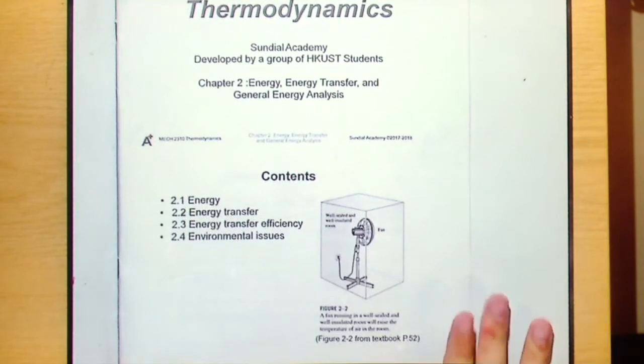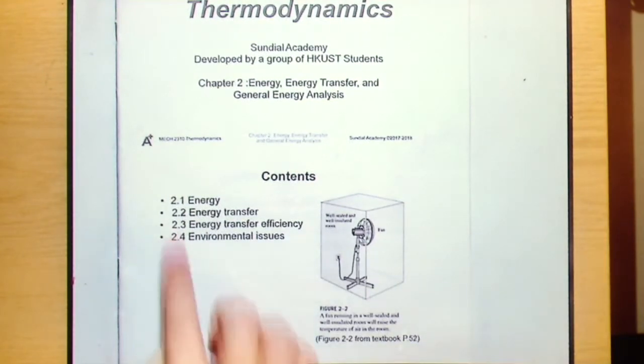We will have 4 sections here. In the first section we will talk about energy, what energy really is, and different forms of energy. In 2.2 we will talk about energy transfer, different modes of energy transfer, etc. In 2.3 we will talk about efficiency, because in thermodynamics one of the main topics that we will discuss is how to design an efficient device. So we need to know how to measure the efficiency. And we will conclude this chapter by talking about some of the environmental issues related to energy.